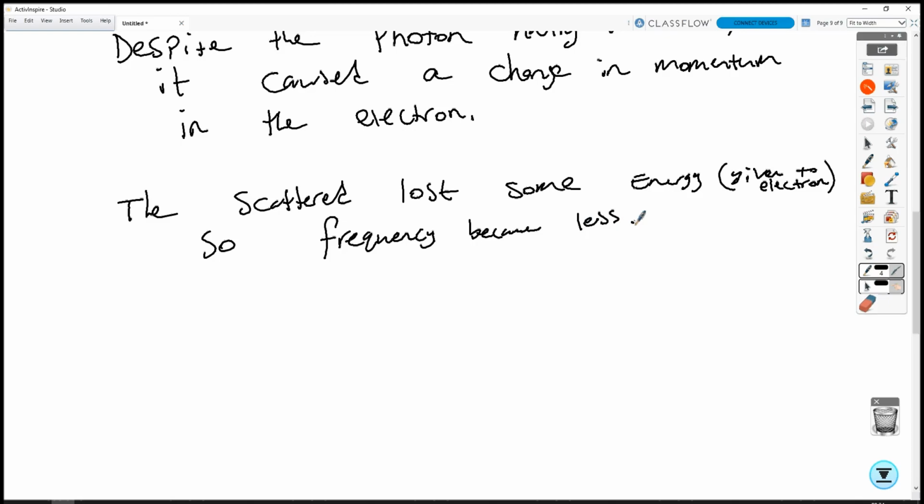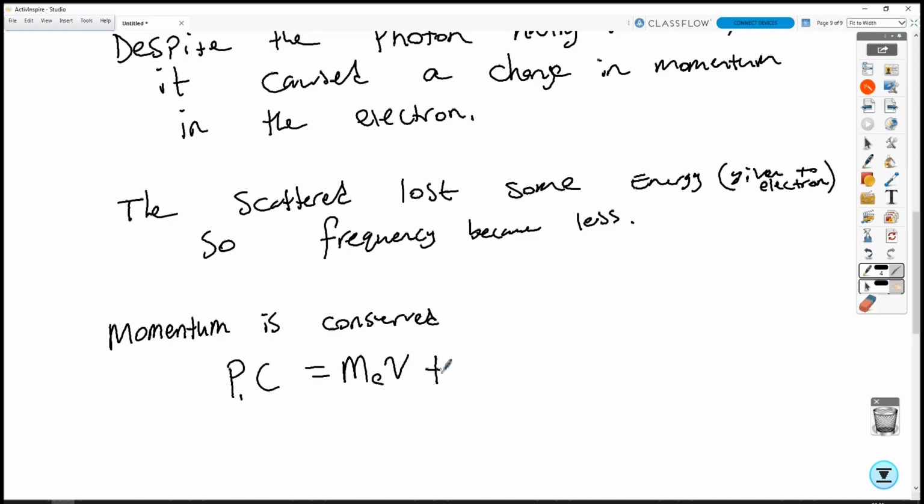The momentums before and after the collision are equal, so momentum is conserved. So the momentum before was P1C, which is equal to the momentum of the electron, which is ME times V, plus P2C.